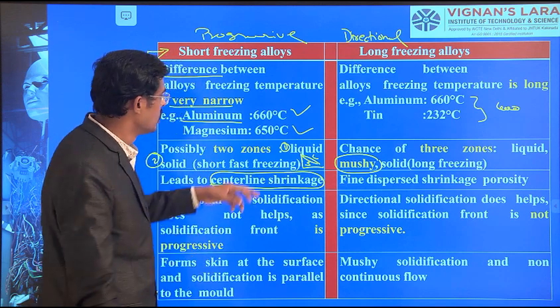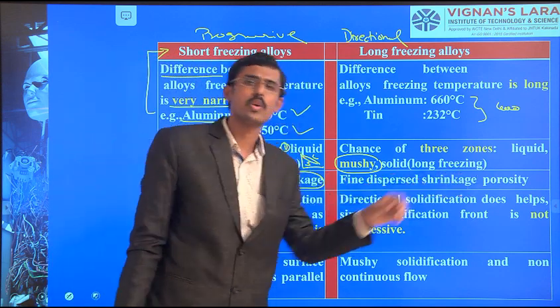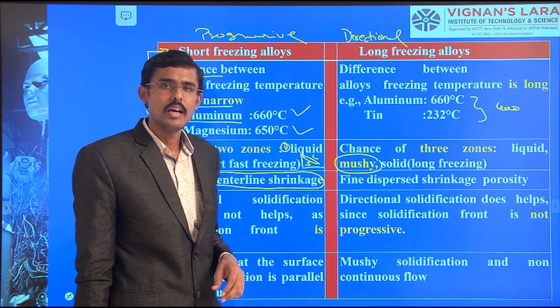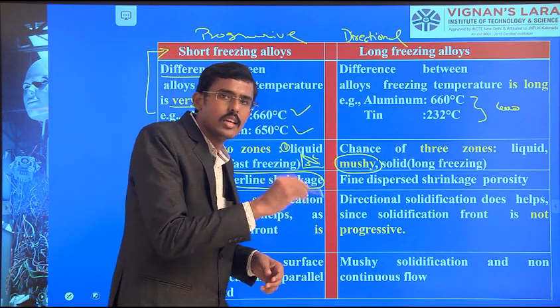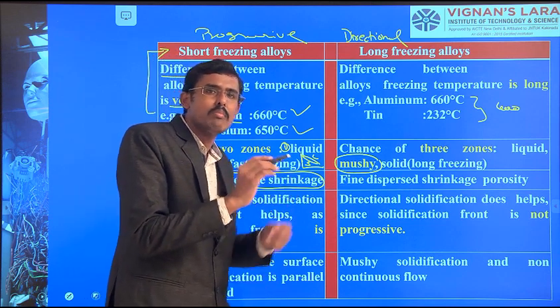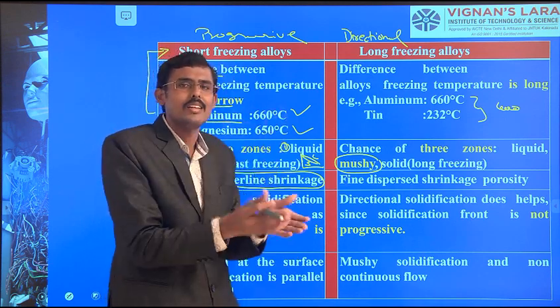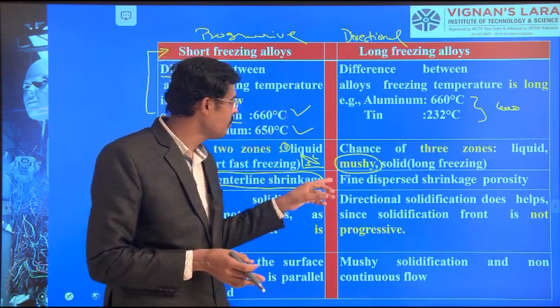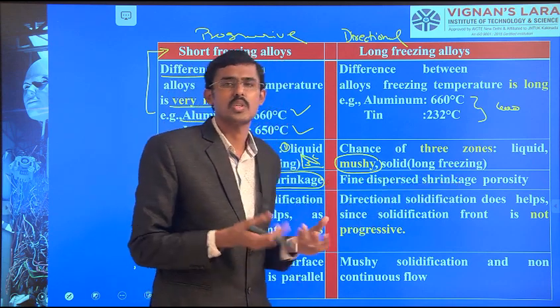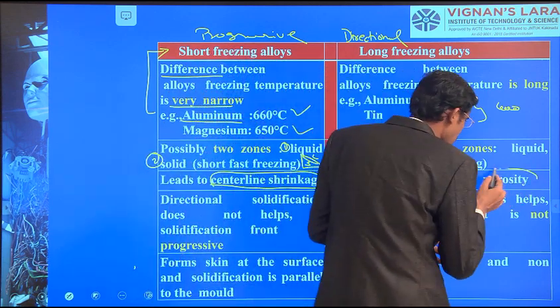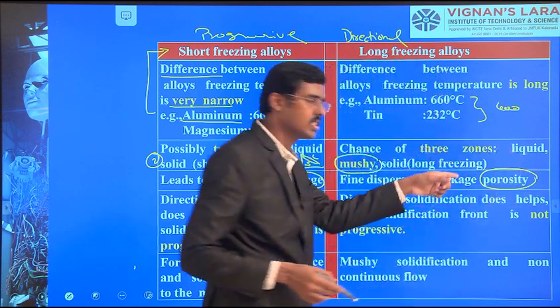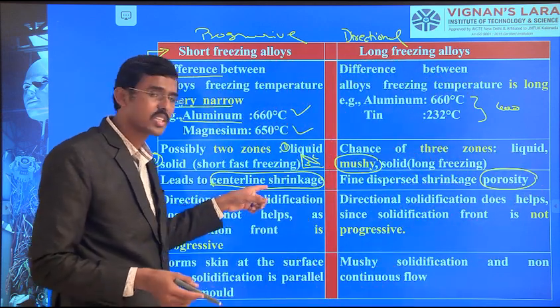Now let it be. The fine dispersal shrinkage porosity may occur here. As it is, liquid zones are there. Some of the liquid may convert, some of the liquid may not convert to solid finally. So there will be fine dispersal shrinkage porosity. Some small porosity or chances are there. Here, there is a chance of porosity. Here is a chance of shrinkage cracks.